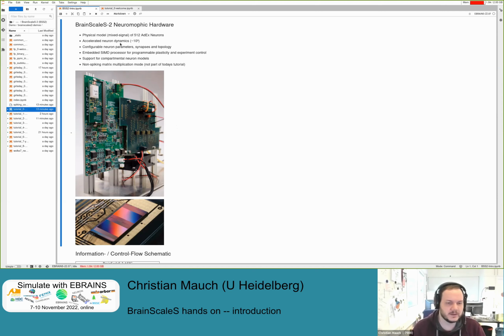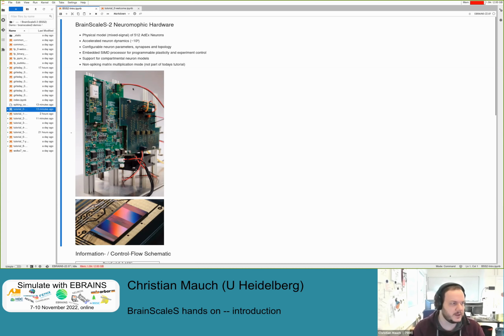And the parameters of this ASIC are chosen in a way that the dynamics of the neural models run on an accelerated scale compared to real time, about a factor of 1,000. And the parameters of these neurons and their synapses, as well as the topology of neural networks that you can create, are configurable.